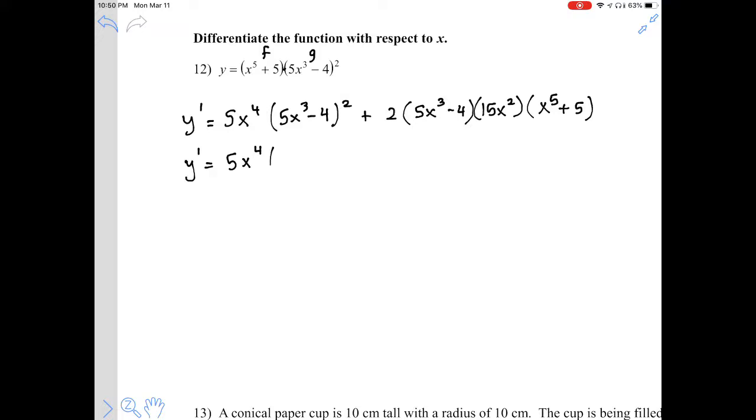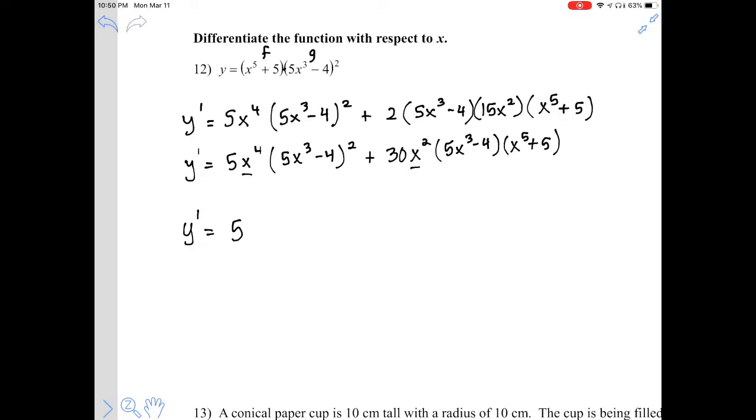Now we just need to simplify as much as we can. The 2 and the 15, I'm going to multiply those together to make 30. Now looking at what they both have in common, they have a 5 in common there. So I'm going to factor that out, and then they have an x squared in common there. I'm going to factor that out, and then they have at least one 5x cubed minus 4. I'm going to factor one of those out. That's my common factor.